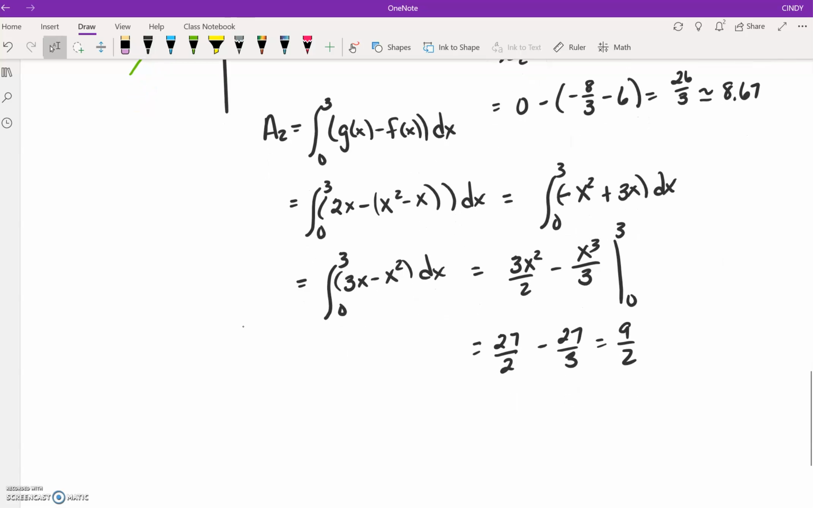So now I'm ready. I have area 1 plus area 2 is equal to, I'm going to use 26/3 to keep accuracy, plus 9 over 2 gives me 79 over 6, which is approximately 13.17. So the area is 13.17.